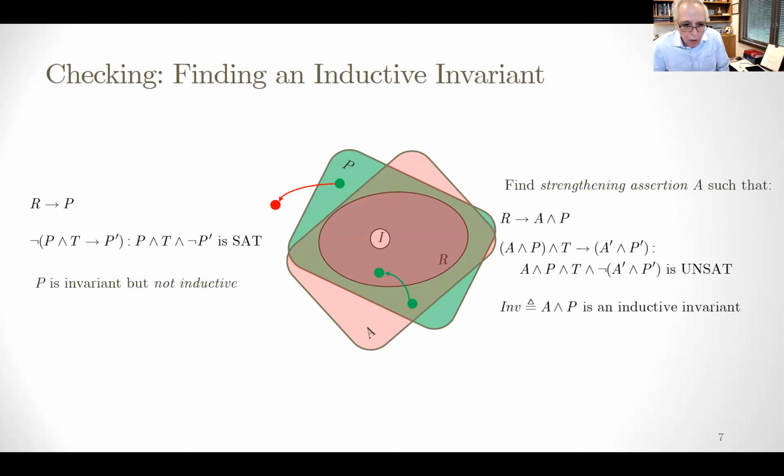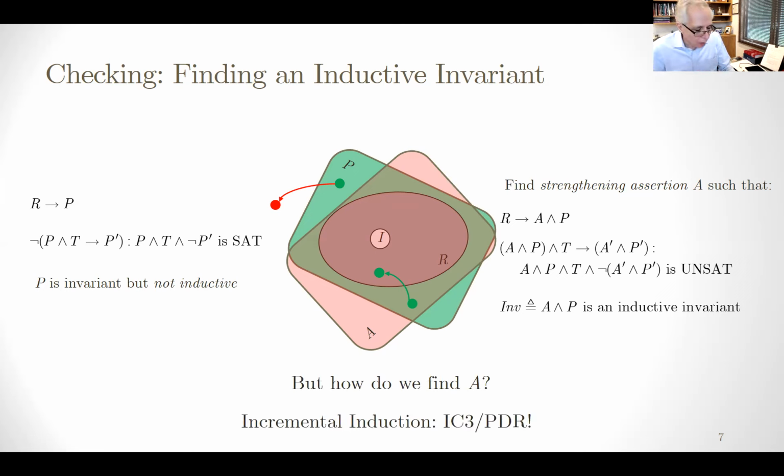So the question is now, we have to find this A, and P is our inductive invariant that proves that the property actually does hold. The question is, how do we find A? And the thing that happened about a dozen years ago now is this incremental induction algorithm referred to as IC3 or PDR, which I'm just going to sketch for you just to show you what it actually consists of.